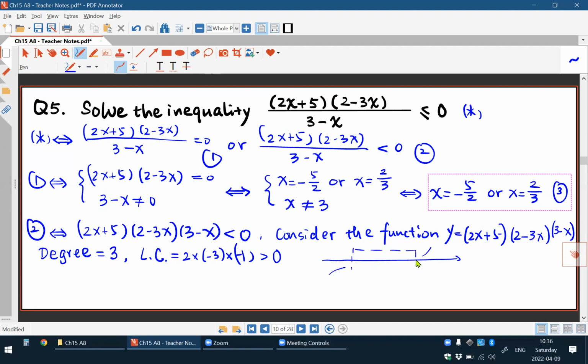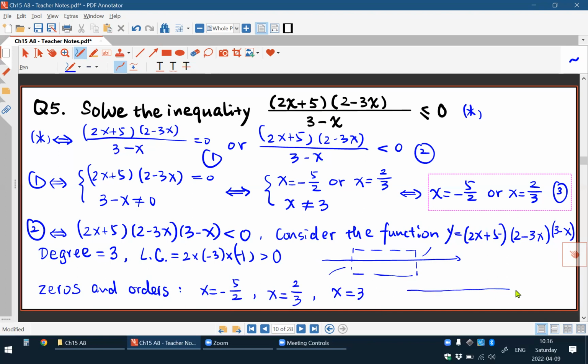And the behavior in the middle depends on the zeros and their orders. So let's find their zeros and orders. First of all, x can be -5/2 with order 1. Then x can be 2/3 with order 1, and x can be 3 with order 1. Then we know its sketch. The smallest is -5/2, followed by 2/3, followed by 3. Then its sketch will look like this.